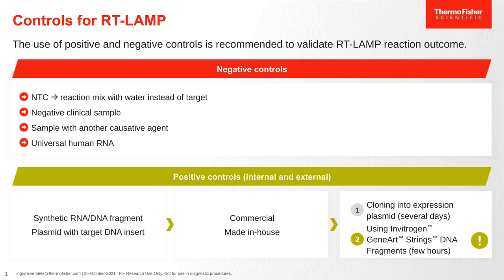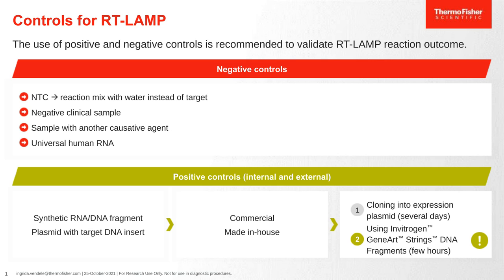A negative clinical sample, when we know that a target is not present in the sample. A sample with another causative agent. So for instance, if aiming to detect measles, influenza could be used to make sure that your primers do not bind non-specifically to another causative agent, or universal human RNA sample. If human clinical samples are being used, there is a likelihood of background RNAs being present, and this is also a good negative control. And for positive controls, they can be either made in-house or purchased commercially.